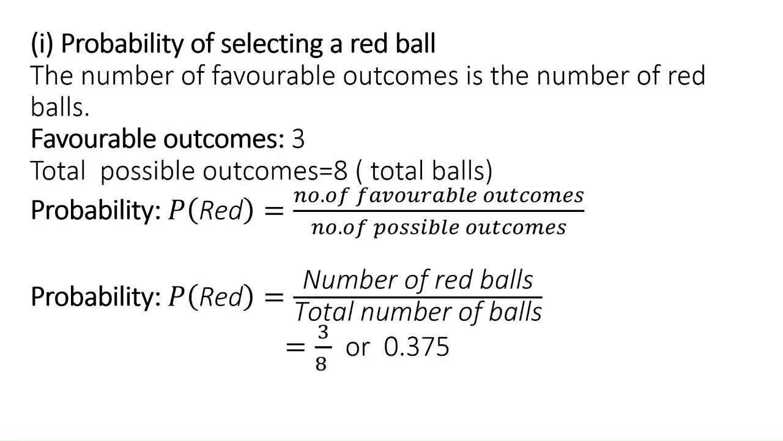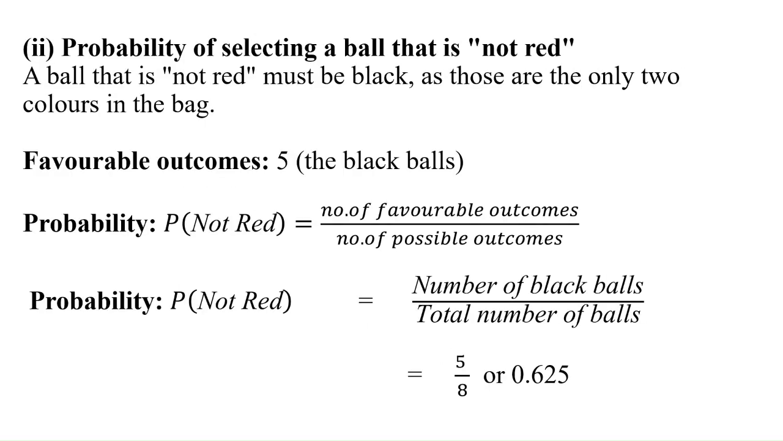So the probability of getting a red ball will be equal to the number of favorable outcomes divided by the number of possible outcomes. Favorable outcomes is 3, and the number of possible outcomes is 8. So the probability of getting a red ball will be 3 by 8, or when we simplify it, it becomes 0.375.